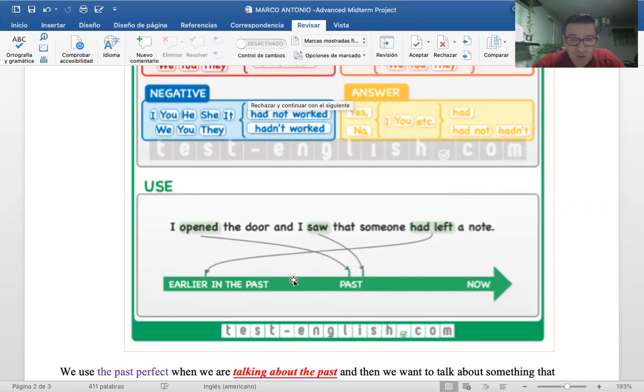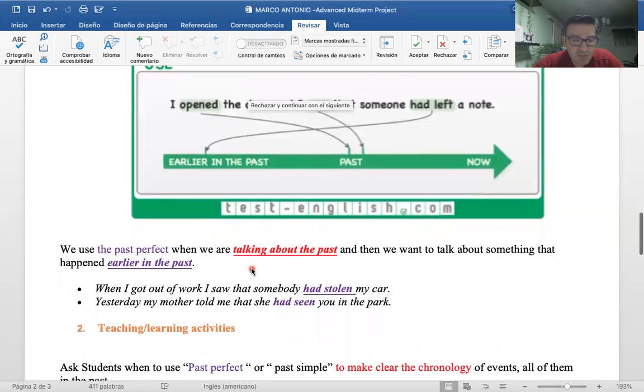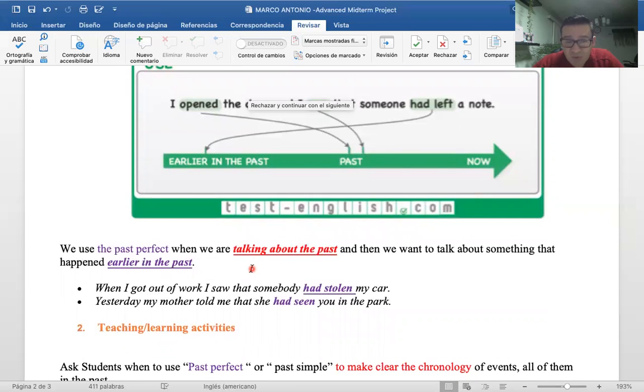I opened the door and I saw that someone had left a note. So which of these two actions took place first? The one in past perfect. Someone had left, then I came, and then I opened the door and I saw that someone had left a note. Here we have more examples, okay? We use the past perfect when we are talking about the past, and then we talk about something that happened earlier in the same past.